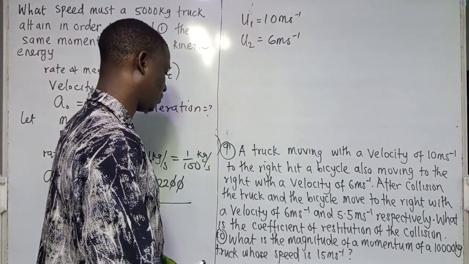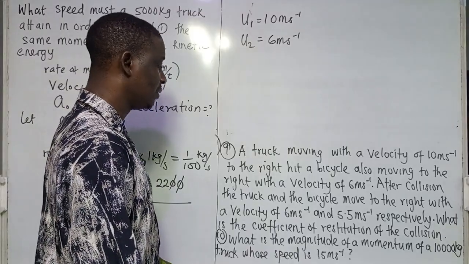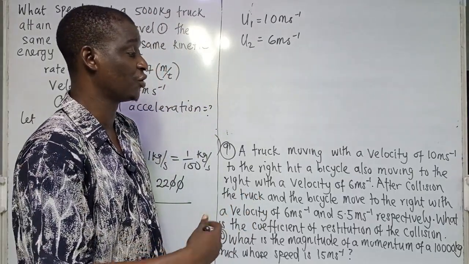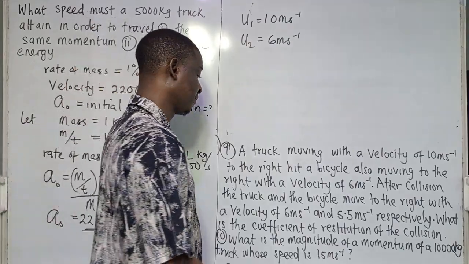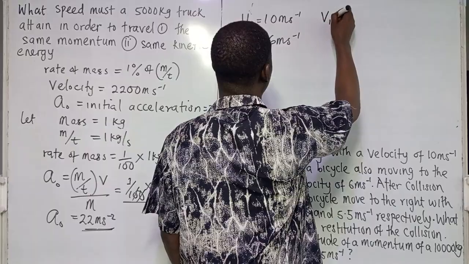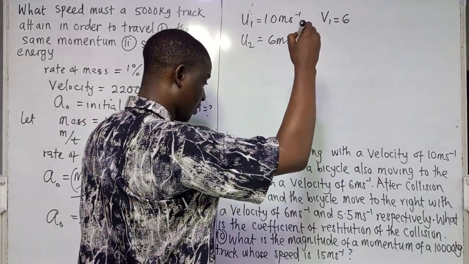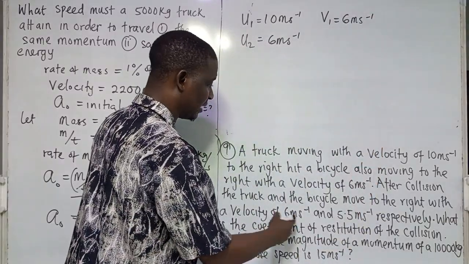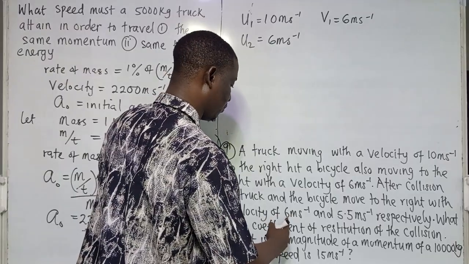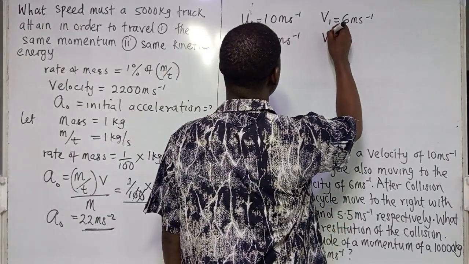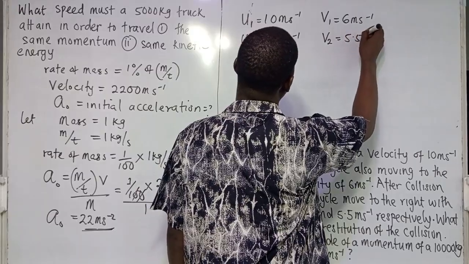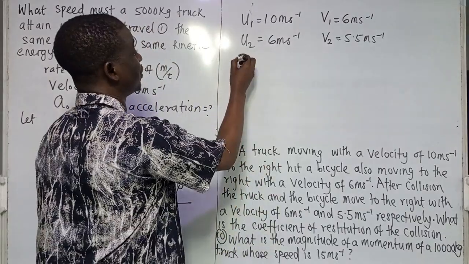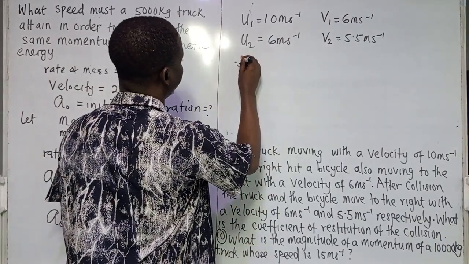Now after collision, the truck and the bicycle move to the right with what velocity? So the velocity of this one, V1, is now 6 meters per second. This is for the truck and this is for the bicycle. Now V2 is 5.5 meters per second. So what do they ask respectively? What is the coefficient of restitution? So e is what we are looking for now.